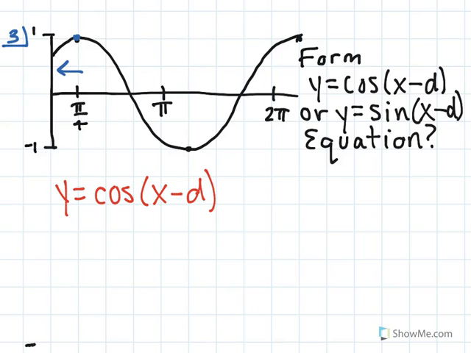Typically cosine, if we're starting on the y-axis, would start at 1 and then go down and come back up. The point 1, however, is happening at pi over 4, so that indicates that we have a phase shift of pi over 4. So our graph is now beginning at pi over 4 instead of 0.